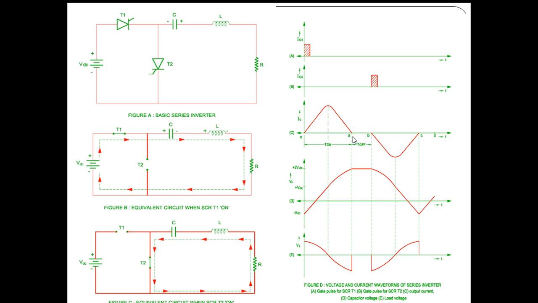So this is the only drawback. We have to wait for a minimum time for T1 to regain its forward blocking capability, that is, for proper turn off of the SCR. We are going to see the circuit operation in detail.